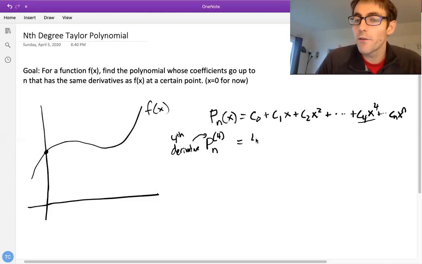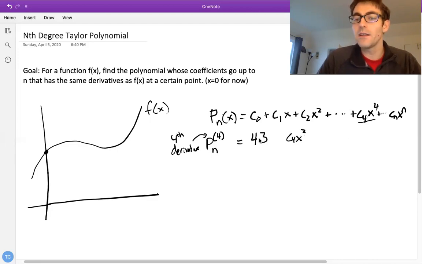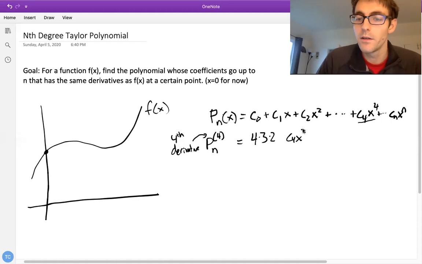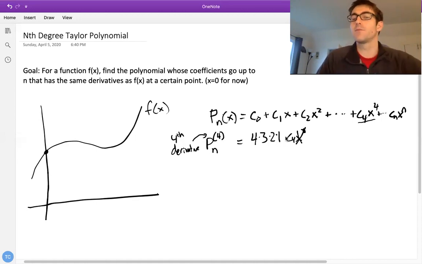When we take it once, we're going to get 4 times c4 x cubed. When we take that derivative again, we're going to get 4 times 3 times c4 x squared. We take the derivative again, we pull this 2 down. And then when we take it again, the x term is sort of x to the 0, so it goes away. And we're just left with 4 times 3 times 2 times 1 times c4. And the point is that we want this evaluated at 0.